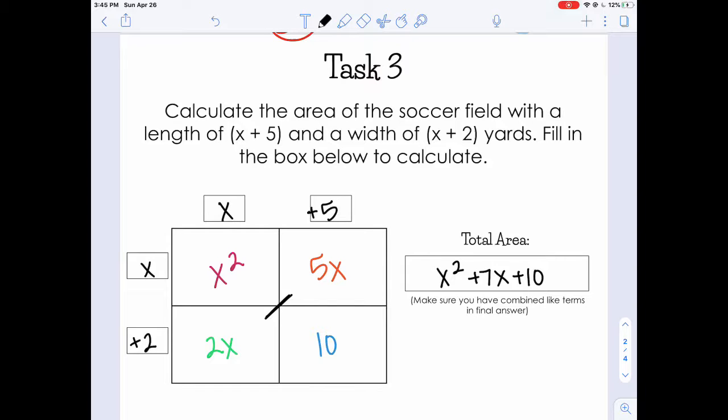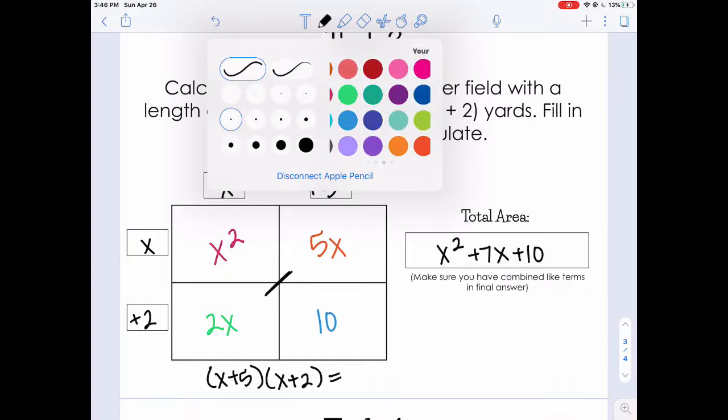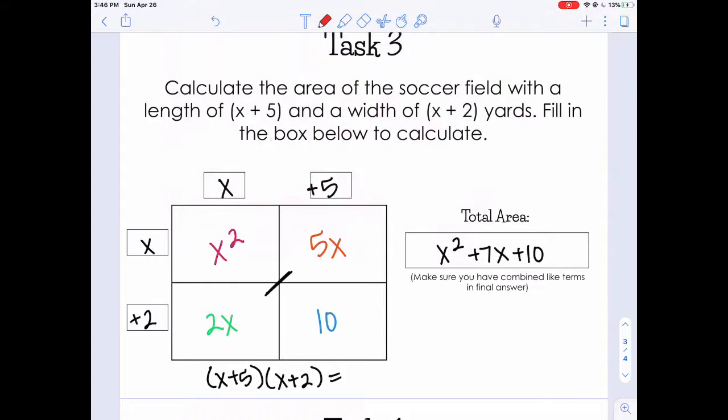Again, we can do the same thing using distribution. We can multiply the total length, not just the pieces, but the total length is x plus 5. Total width is x plus 2. And using our distributive property, we can multiply x times x, which gives us x squared, x times 2, 2x. 5 times x is 5x. And then 5 times 2 is 10. Again, same answer we got above once we combine those like terms.